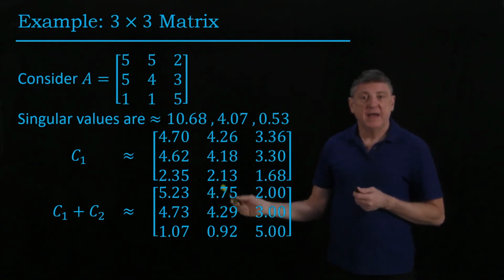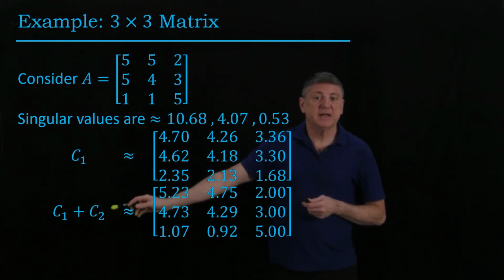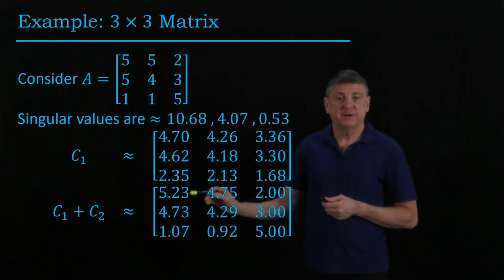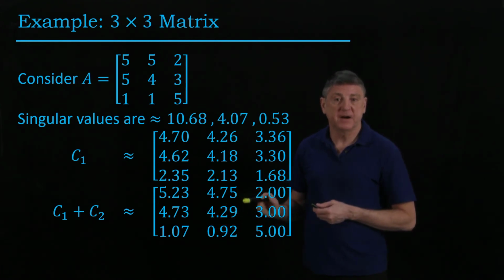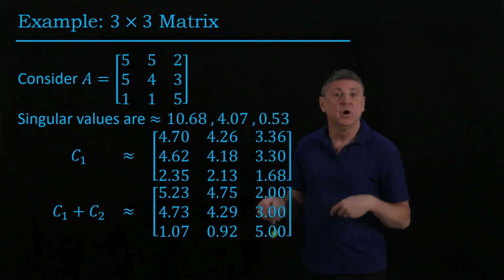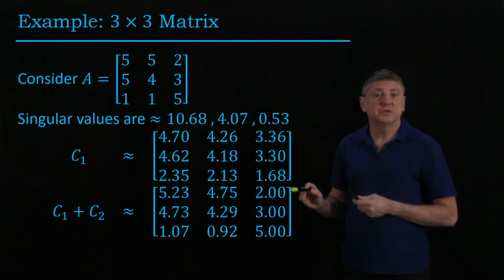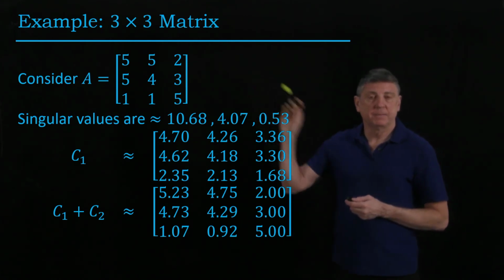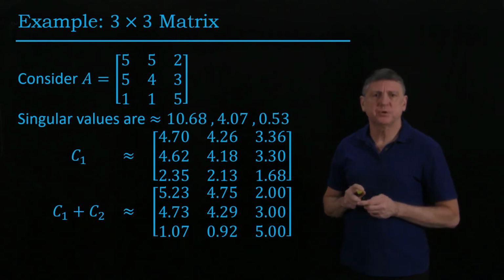So when I add C1, which is the rank 1 approximation coming out of the SVD of A, and then I add C2, which also comes out of the SVD, this is what I get. The first entry is 5.2, so that's quite close. 4.73, 1.07. These are pretty close. 4.75, 4.29, 0.92, also within about 8%, right? And then the second column to 2 digits, the third column to 2 digits of precision equals my original A. So I would say, if I was looking at this, that a rank 2 approximation to A is pretty good.